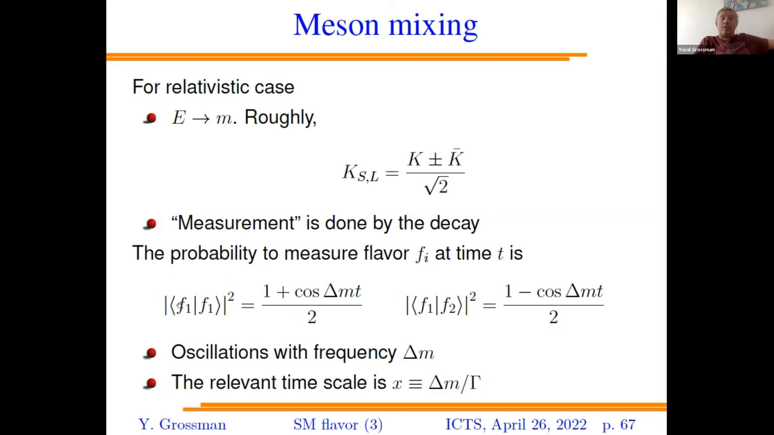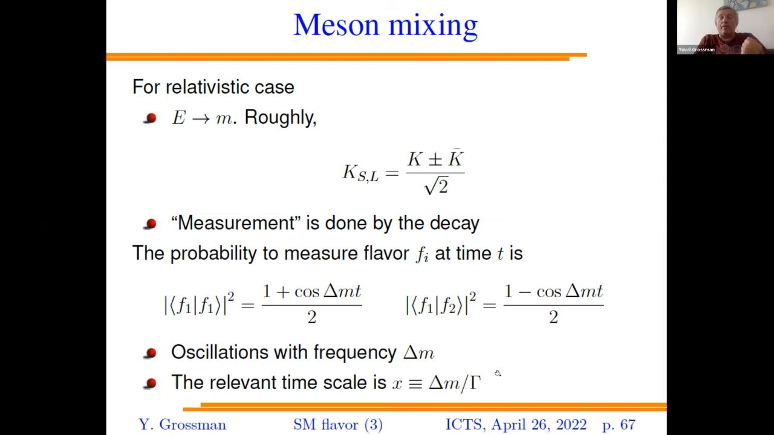If I start with a kaon, the probability to stay a kaon goes something like this, and the probability to be an anti-kaon goes like 1 minus cosine delta m t. So what sets the frequency of the oscillation? It's delta m, instead of delta E in the quantum mechanics case. In particle physics it's delta m, the mass difference between the two mesons. And what sets the scale? It's delta m t, but t is roughly 1 over gamma. The typical time scale is 1 over the width, so the typical quantity that I care about is delta m over gamma.